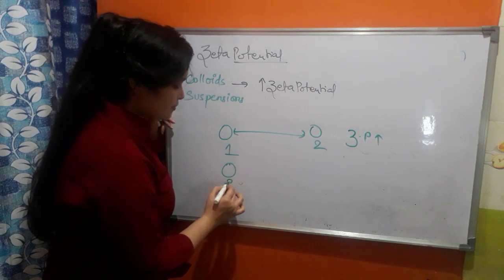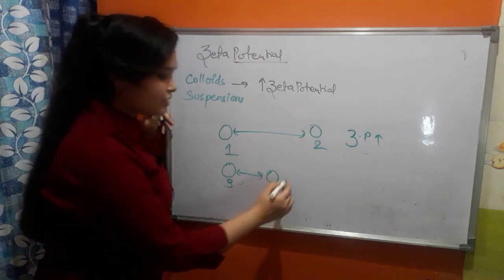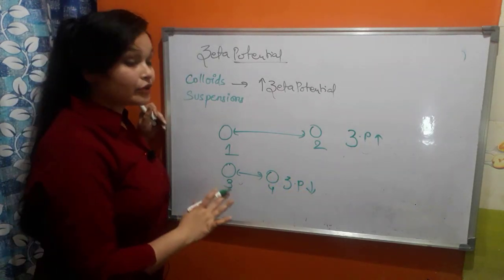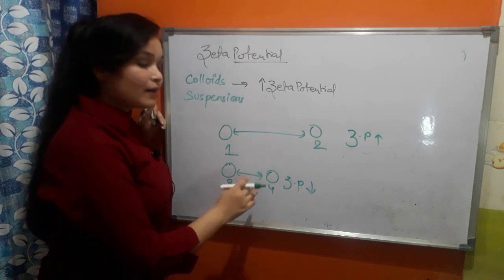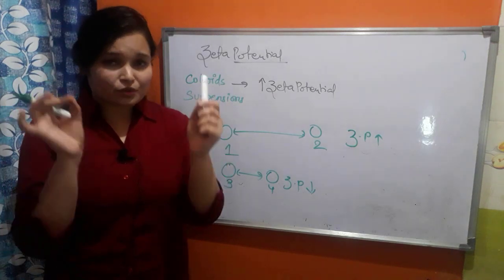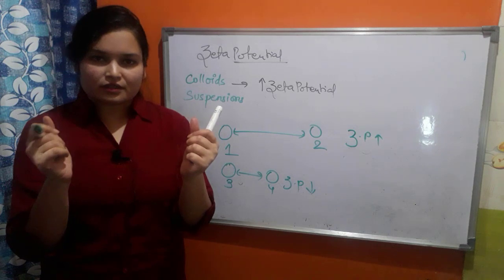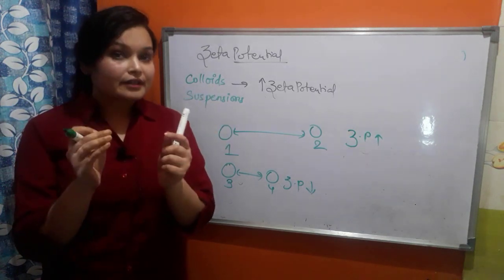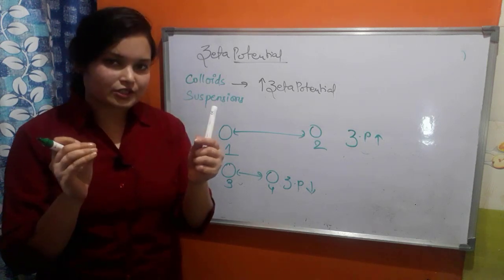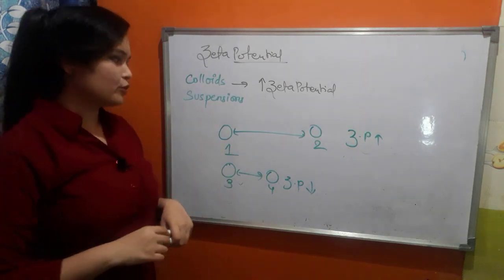Whereas, just take an example of particle 3 and particle 4. Here the zeta potential is less. So what's happening? Particle number 3 and particle number 4 are coming somewhat closer and then having some kind of repulsion. They are still moving away from each other. They are not forming any clump or anything, but they have less zeta potential, so they come closer and then have some kind of repulsion. This is the basis because of which colloids must have high zeta potential.